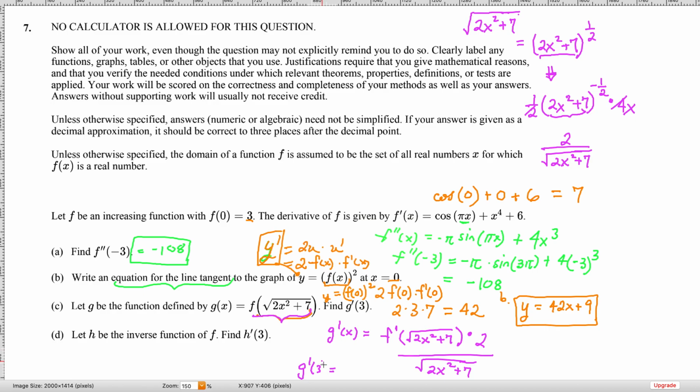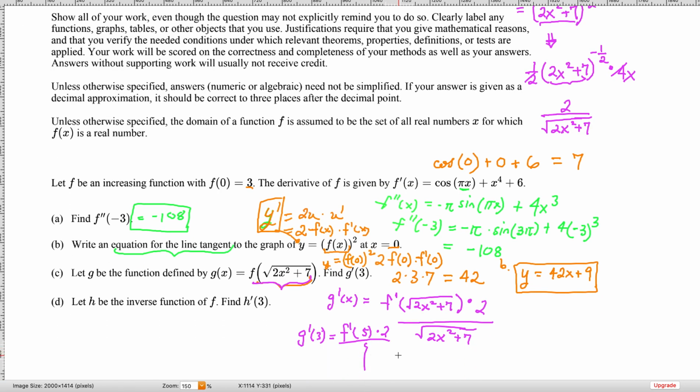And now you plug in 3. 3 squared is 9, times 2 is 18, plus 7 is 25. The square root of 25 is 5. So it's just f prime of 5 times 2 over, again, just 5. Because again, 3 squared is 9, times 2 is 18, plus 7 is just 25, square root 5. Now I just need to find f prime of 5.